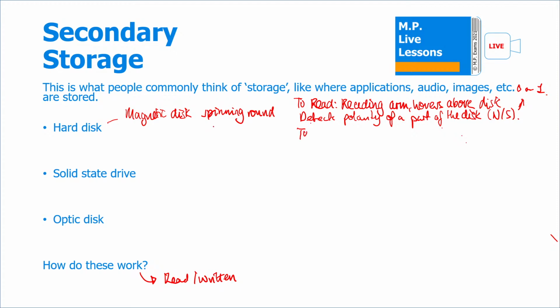Whereas to write, it's similar. A writing arm hovers and then can change the polarity of a part of the disc.